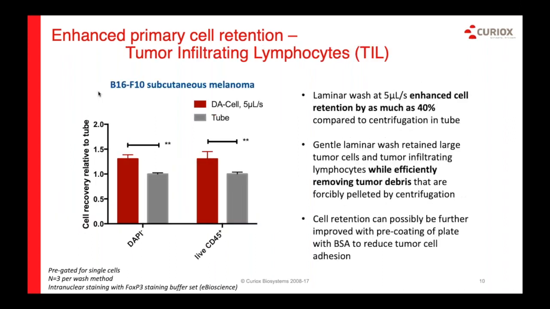And this slide also shows enhanced retention with the same color scheme as before, with the maroon being the DA cell method and the gray being the tube. And in this case, we have better retention of TILs, or tumor infiltrating lymphocytes. And again, this is relative compared to the tube method. So the tube method is a ratio of 1, and then you can see there is greater cell retention with the DA cell washer.